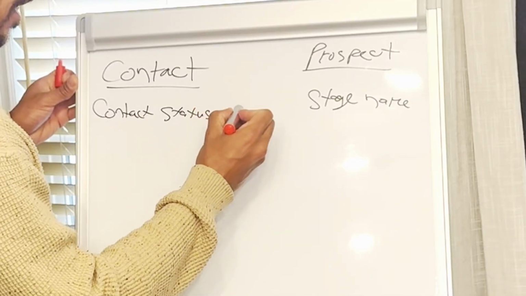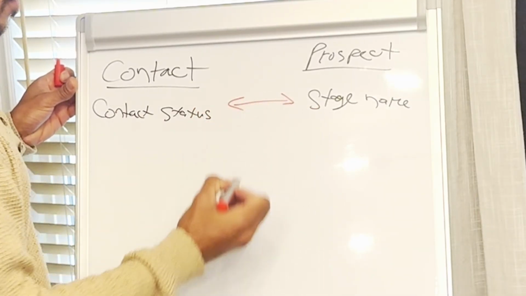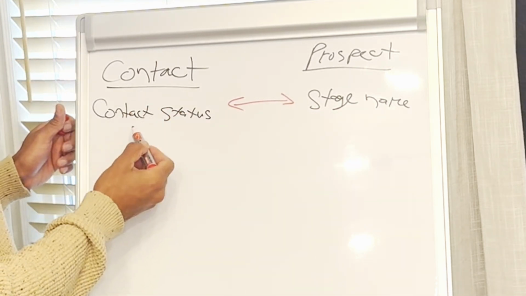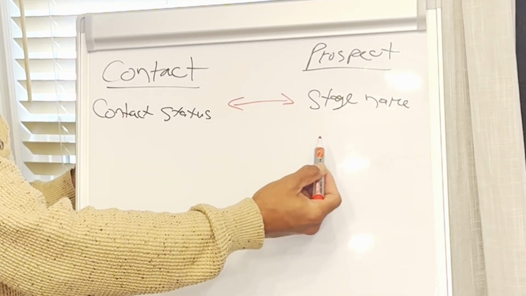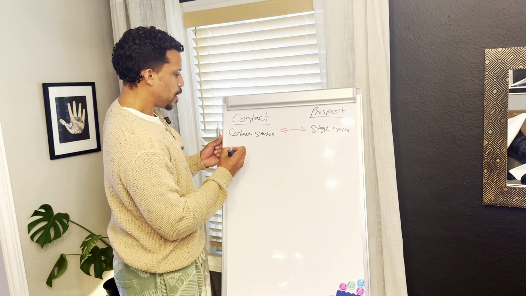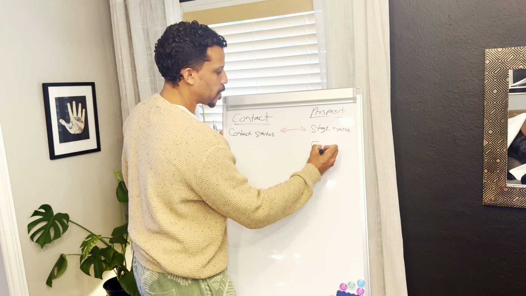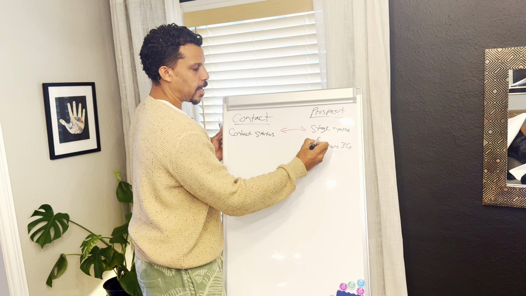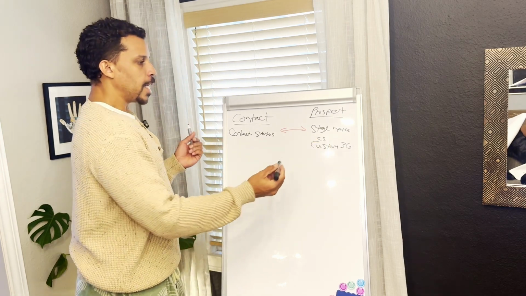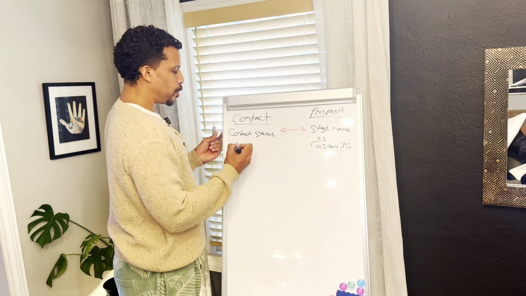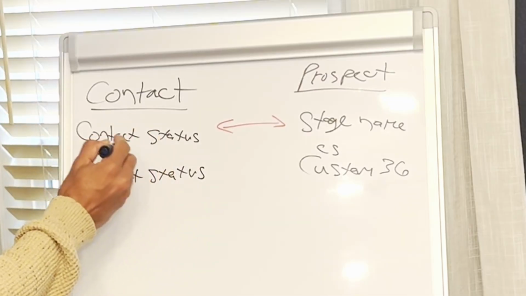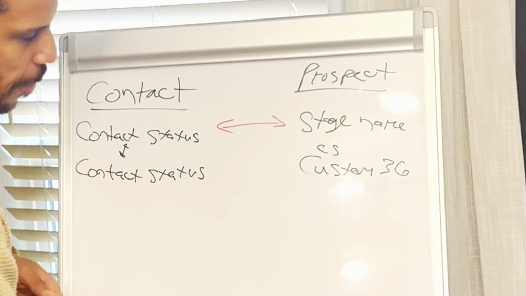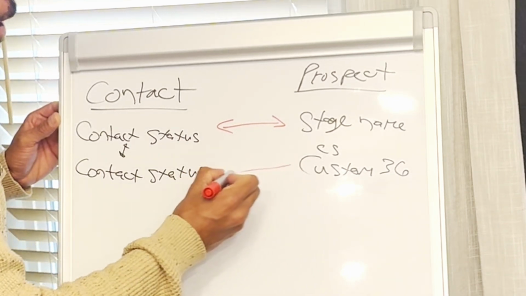We have a bidirectional sync between these two fields. So whenever the stage name changes, it updates the contact status. Whenever the contact status changes, it updates the stage name. We also have another field that is called custom 36, which they also relabeled as contact status. Now, custom 36 was also mapped to contact status. These are the same fields, okay? This is not different. I'm just relabeling them for this scenario. Now, this also had a bidirectional sync.